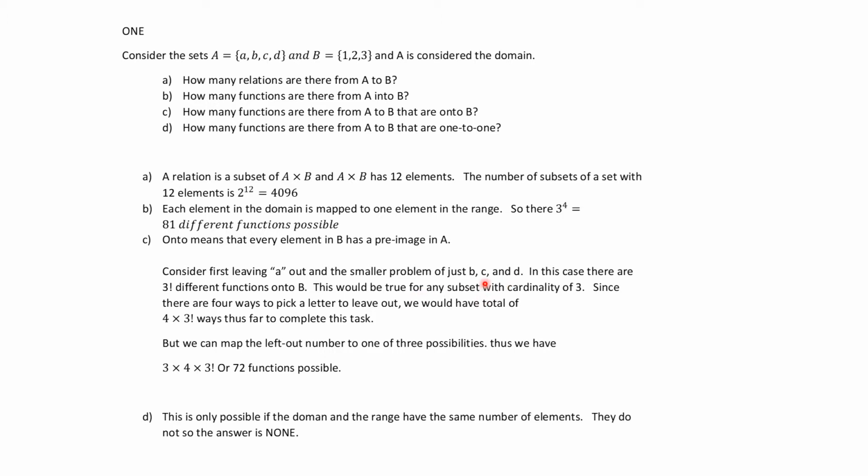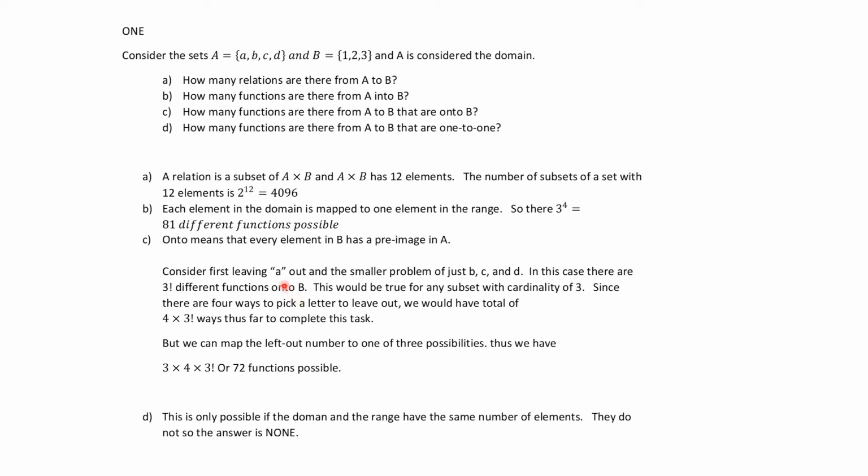There are 3 ways to map the c. And there are 3 ways to map the b. But we wanted this to be onto, so I can't reuse this. So now I have 2 ways to map the c, and then I have 1 way to map the d. So it's 3 times 2 times 1. So in this case, there are 3 factorial different functions onto B. Now, this would be true for any subset with cardinality of 3, not just the b, c, and d. And since there are 4 ways for us to pick the letter to leave out, we would have a total of 4 times 3 factorial, and 3 factorial is 6 ways thus far to complete the task.